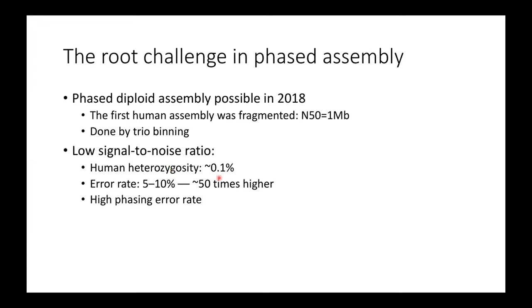But the human heterozygosity is only 0.1%, which means this error rate is actually 100 times higher than the heterozygosity. You are looking for this 1%, I mean, 1% of the differences are really heterozygous. The rest, 99%, are actually noise. This may make it very difficult to do the phasing.